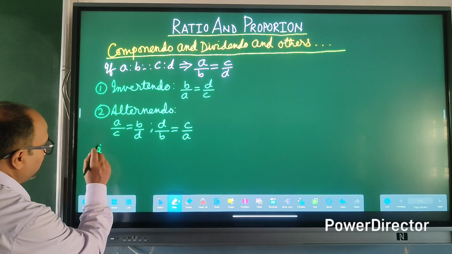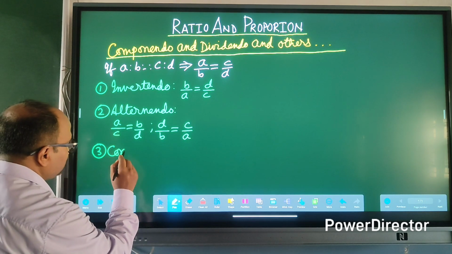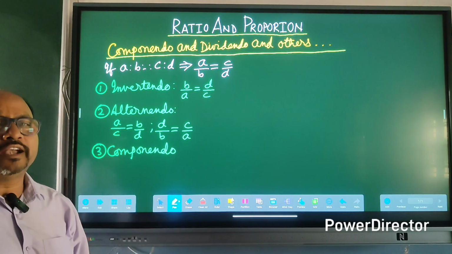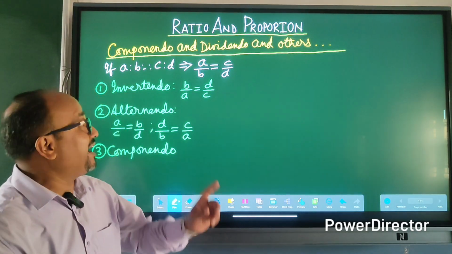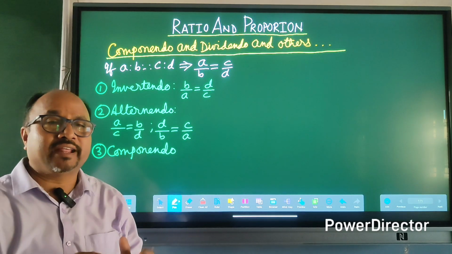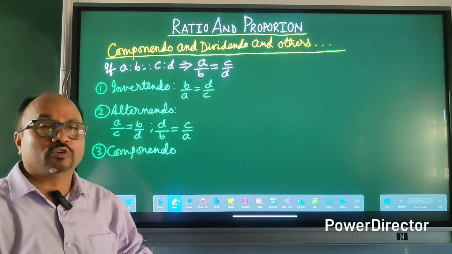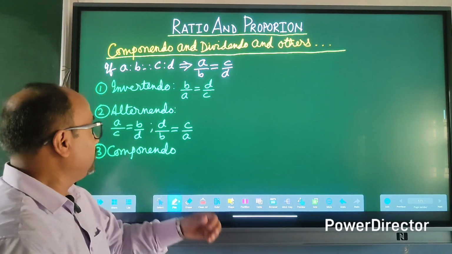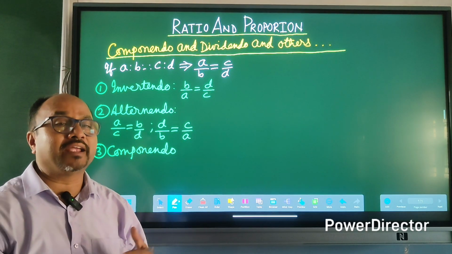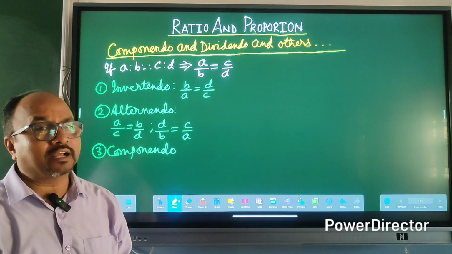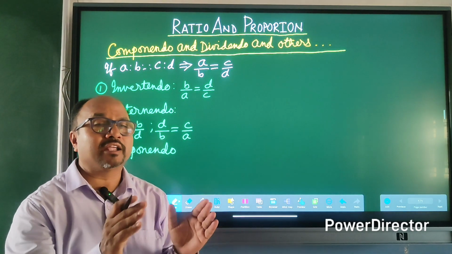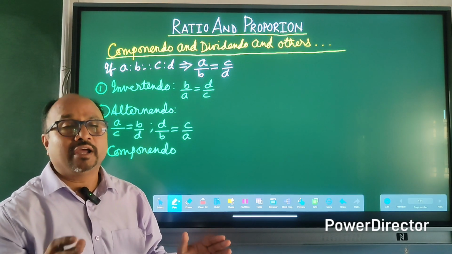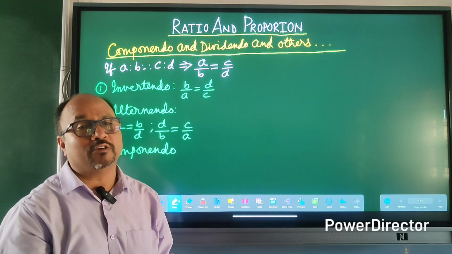Then we come to the third one, which is componendo. Componendo is a result which we get by adding 1 on both sides, taking LCM and simplifying. So instead of adding 1, taking LCM and getting to the result, the term componendo helps us apply it directly. How do we write in componendo? In the numerator it will be numerator plus denominator, and the denominator will remain the same. And this will happen on both sides of the equal to sign.